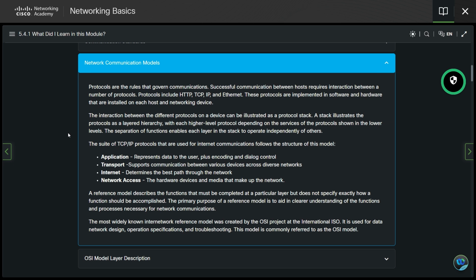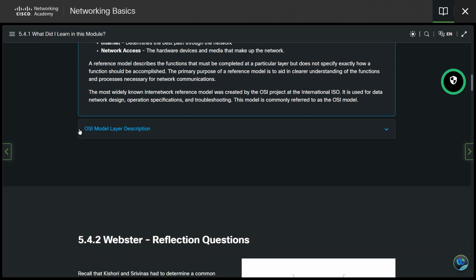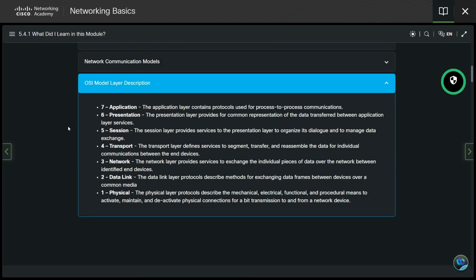The most widely known internetwork reference model was created by the OSI project at the International Organization for Standardization, ISO. It is used for data network design, operation specification, and troubleshooting. This model is commonly referred to as the OSI model. And the last tab is the OSI model layer description, the layers of this model.